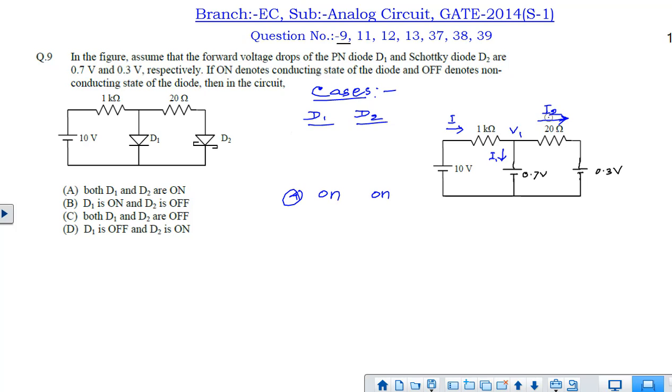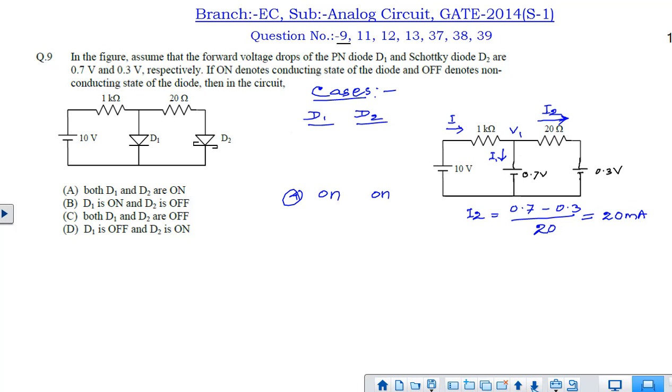As V1 is 0.7 volt, we can easily find out the I2 current. I2 is 0.7 minus 0.3 divided by 20 ohm, which gives us 20 milliampere. This is the supply current, and this current always has to be greater than either I1 or I2.